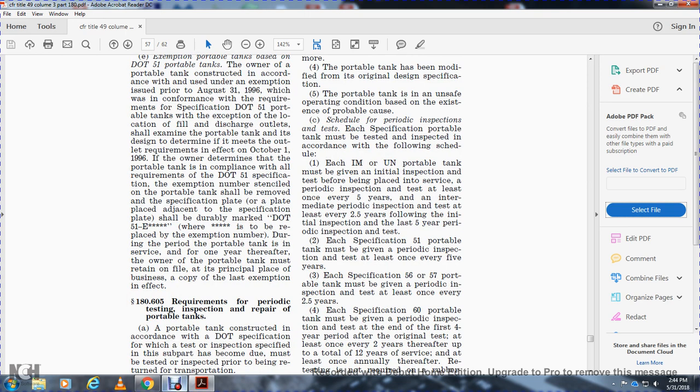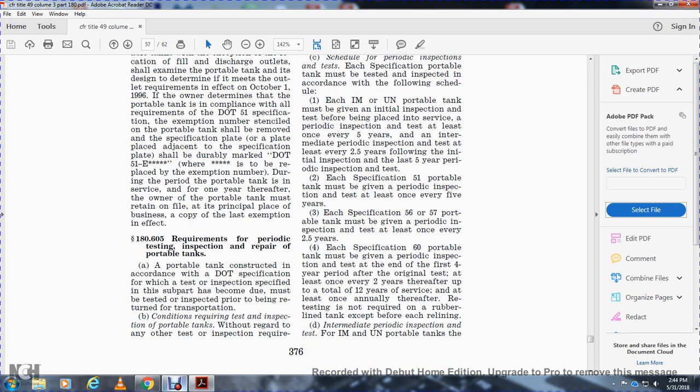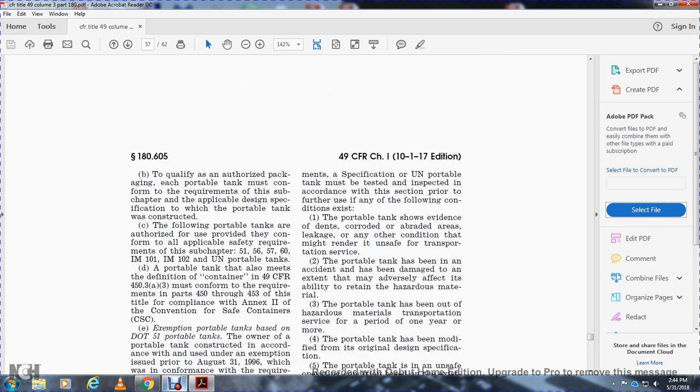180.605 Requirements for periodic testing, inspection, and repair of portable tanks. Portable tanks constructed in accordance with the DOT specification that have become due for the test and inspection specified in this subpart must be tested and inspected prior to being returned to transportation, without regard for any other test and inspection requirements. The specification UN portable tanks must be tested and inspected prior to use under any of the following conditions.